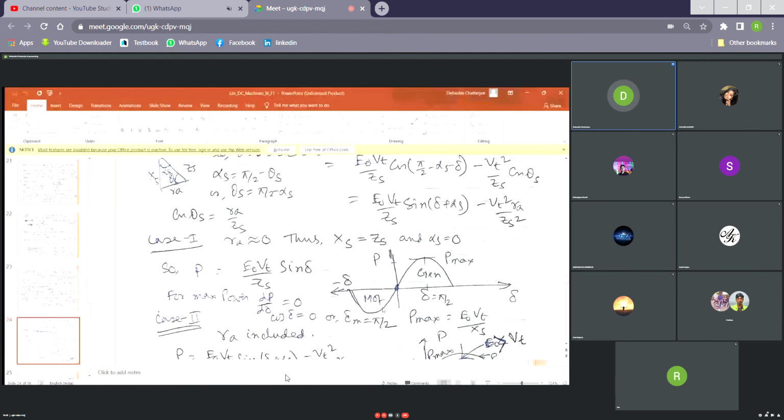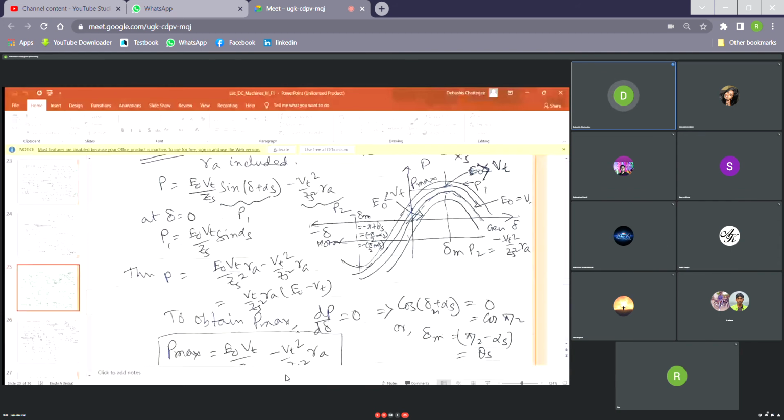P2 is minus Vt square by Zs square Ra. That is the negative half of power. Okay, this one. No, the other one actually, if you see that at delta equal to 0, you will get this whole plot. So actually, you get a term delta leading by alpha s.